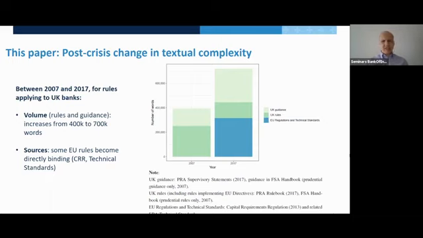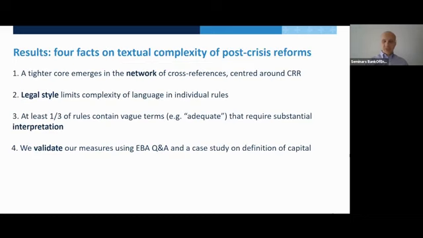The reason for that is that regulations that were previously external to the rule book now were brought into the one set of rules, and also new rules were created, rules that made the regulations tighter, so better rules that cover aspects that were not covered previously. We looked here at the volume, so that's what I just mentioned, but also at sources. Some EU rules became directly binding, and also were added to this set of rules. So as you can see here, total volume of regulations increased.